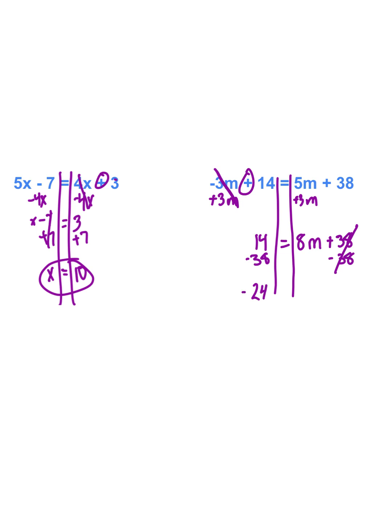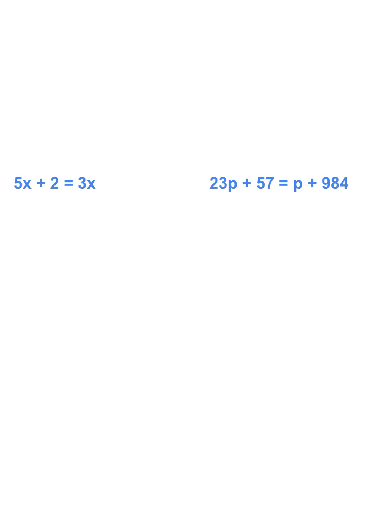Just double checking, sorry, negative 24 is equal to 8 times m. To get rid of the 8, I'm going to divide by 8. And so now I have just m is equal to negative 3. All right. And a couple more.